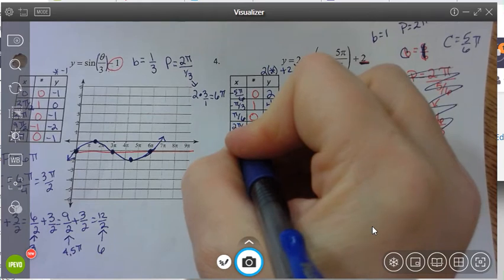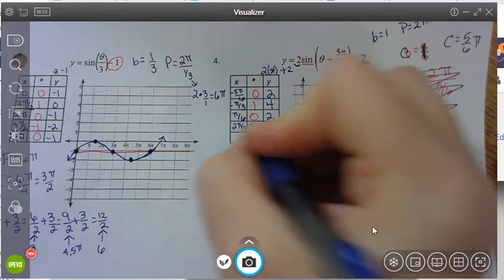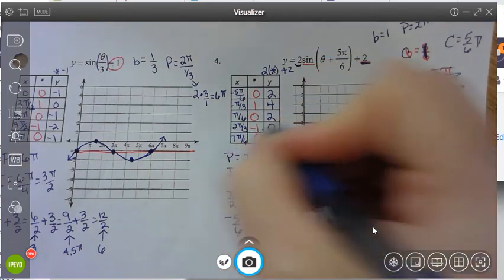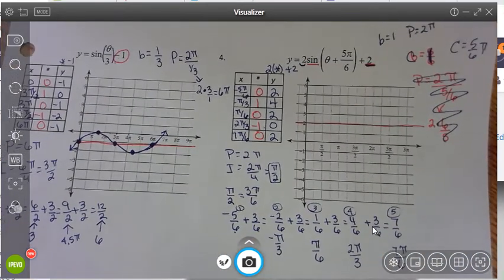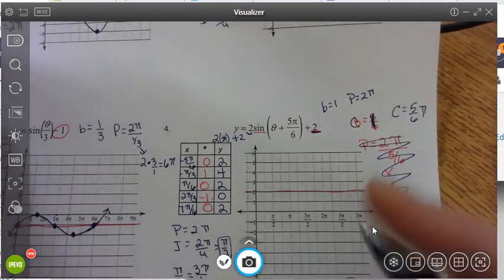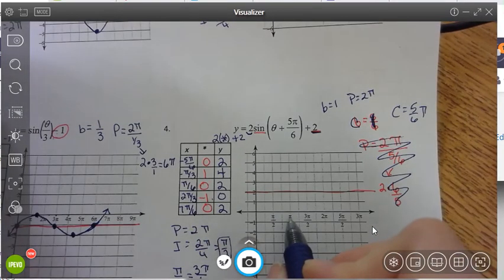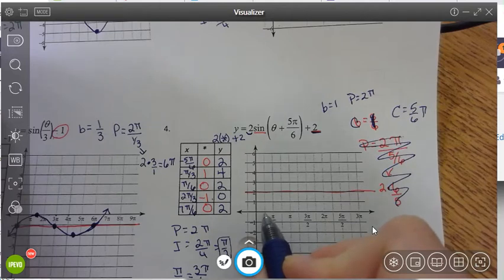And the last one is 7 pi over 6. Boy, what is it with the last one of numbers that we do? They go south and they get very difficult. Okay, if this is pi and this is pi over 2, here's the craziness.